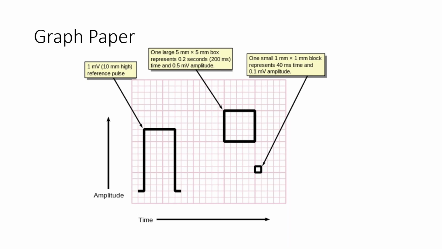One large box, 5 by 5, represents 0.2 seconds or 200 milliseconds, and 0.5 millivolts amplitude. And then the small squares, same thing. And we can see that horizontal axis, going to the right, says time, and then our vertical axis is our amplitude, our voltage.